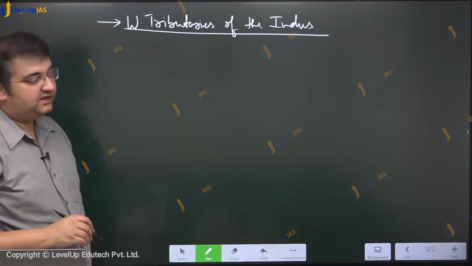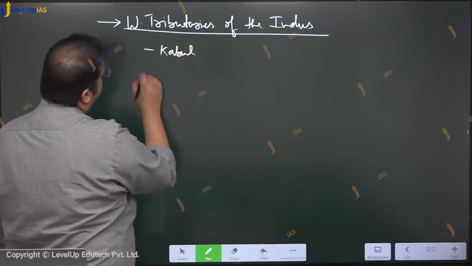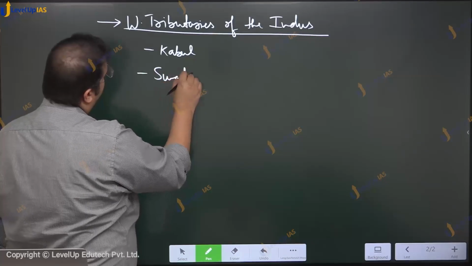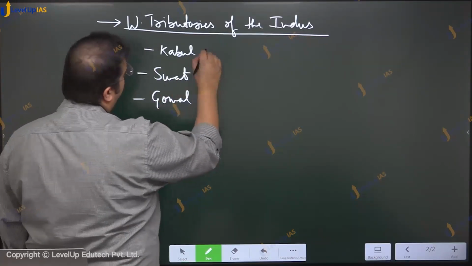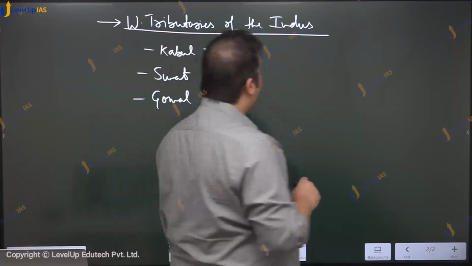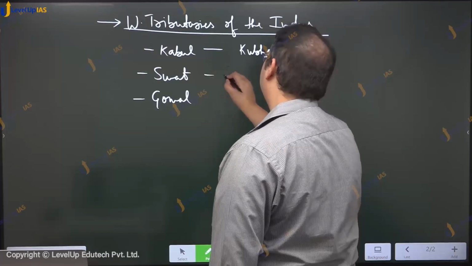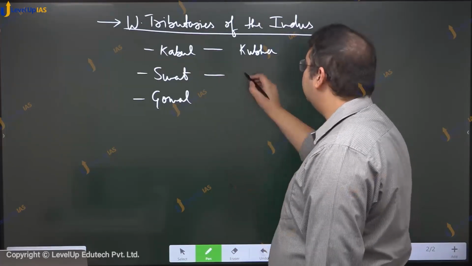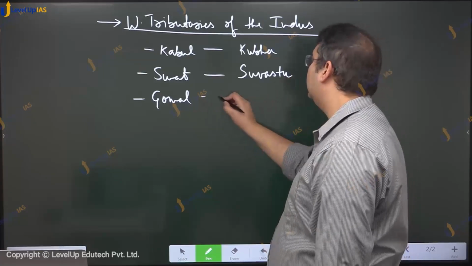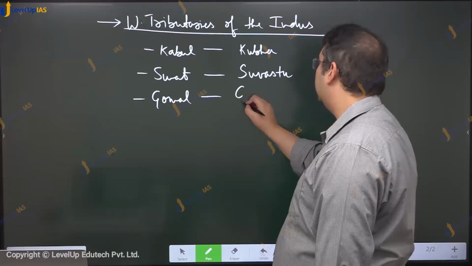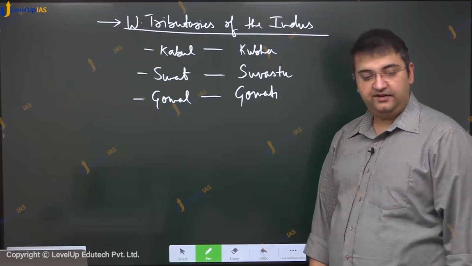What kind of rivers are mentioned here? The Kabul, the Swat River, the Gomal River. Kabul river was known as the Kubha river. Swat was known as the Suvastu river. Gomal was known as the Gomti river in the Rig Veda.